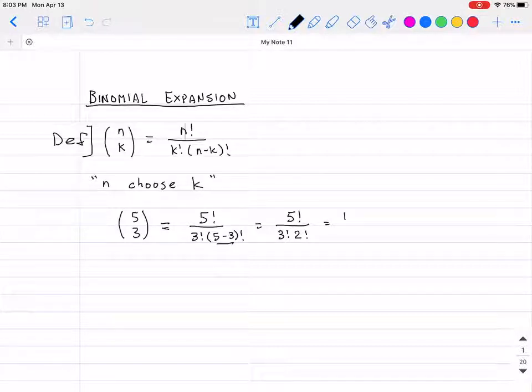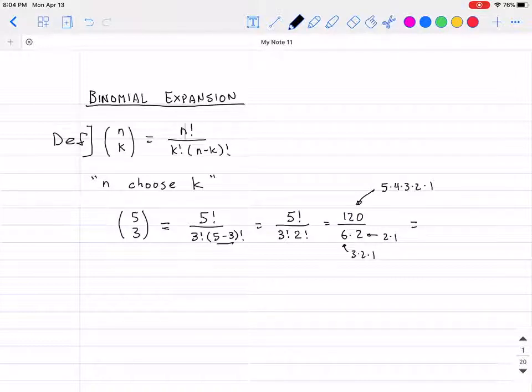If I remember correctly, 5 factorial is equal to 120. 3 factorial is 3 times 2 times 1, so that is equal to 6. And multiplied by 2 factorial, that's equal to 2. Just to show you where that 120 came from, again, that's 5 times 4 times 3 times 2 times 1. Whereas the 6 is the result of 3 times 2 times 1, and the 2 is because of the 2 times 1.